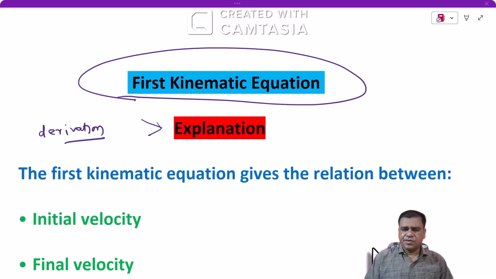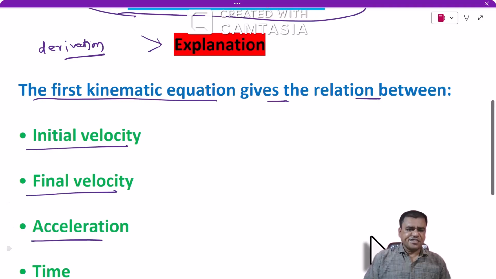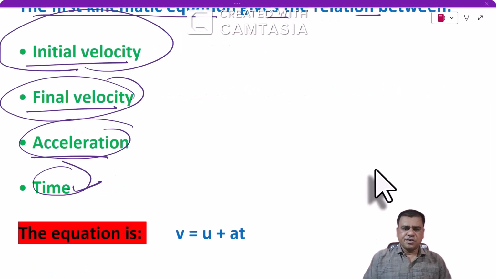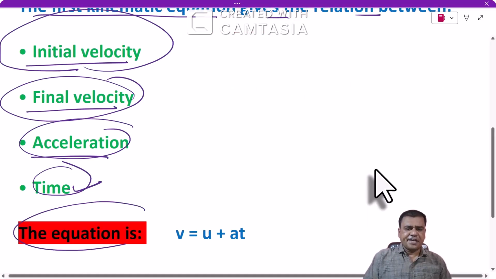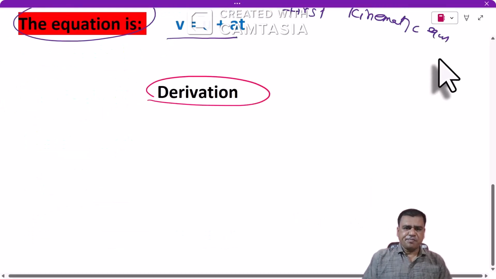The first kinematic equation gives the relation between initial velocity, final velocity, acceleration and time. So the first kinematic equation, that is v is equals to u plus at, is called the first kinematic equation. Coming to the derivation part, we have to derive v is equals to u plus at.